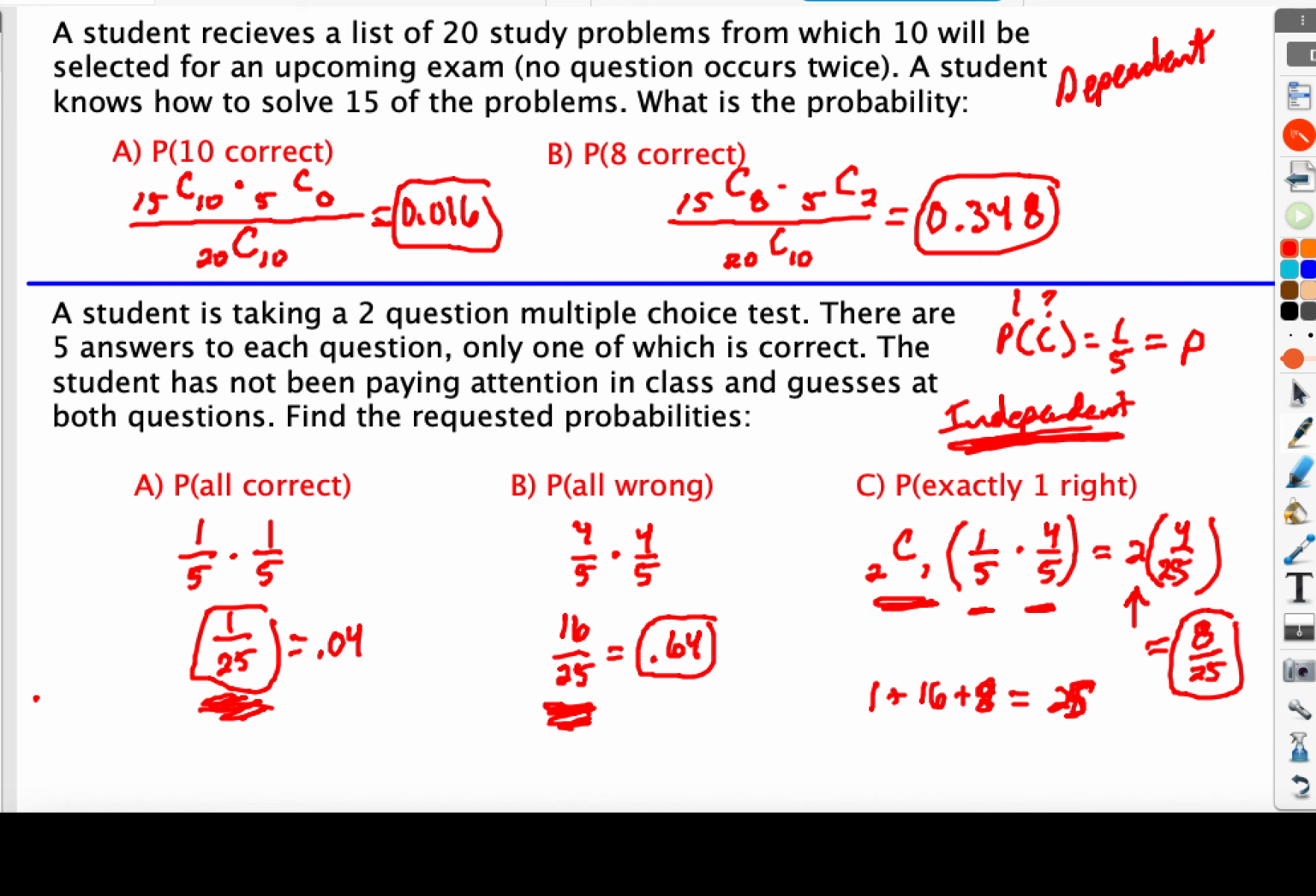I hope that helps you understand the difference between dependent probabilities and independent probabilities, where they might be a little more complex, where we might have to think through a lot of different scenarios. If you have any questions about that, make sure you talk to your teacher. Watch more videos about binomial probability or possibly just dependent probabilities, and have a great day.